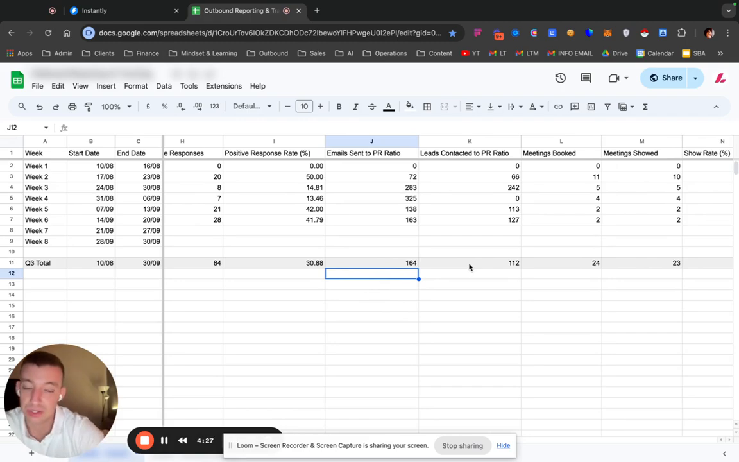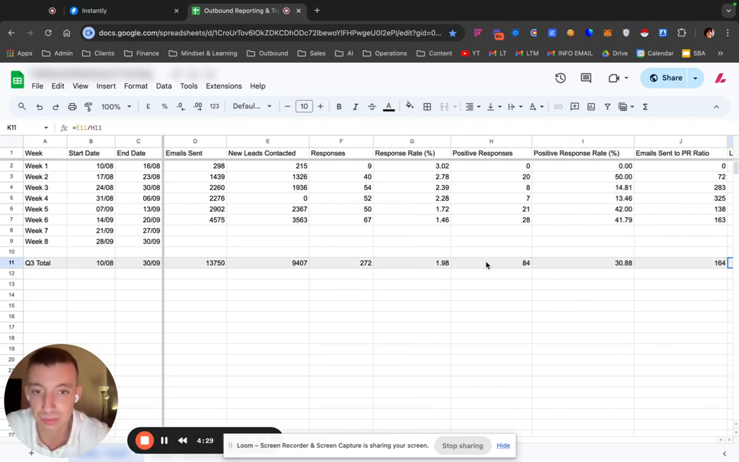Leads contacted to positive response is exactly the same thing, but instead uses the number of new leads that are contacted.